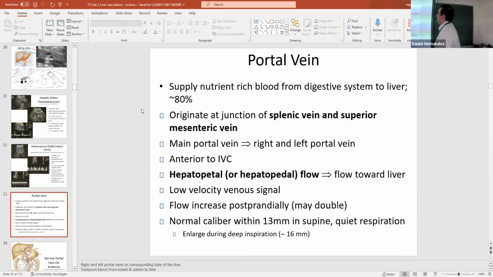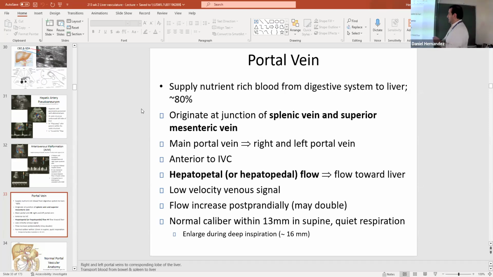Portal vein. This supplies the remaining 80% of blood flow that goes to the liver. So the vast majority of the blood flow going to your liver is via the portal vein. It supplies nutrient-rich blood from the digestive system and brings it to the liver. So we call this hepatopetal flow.